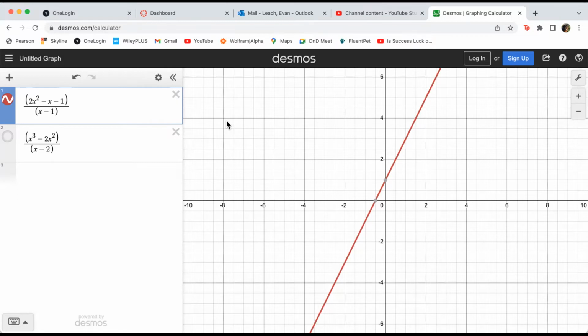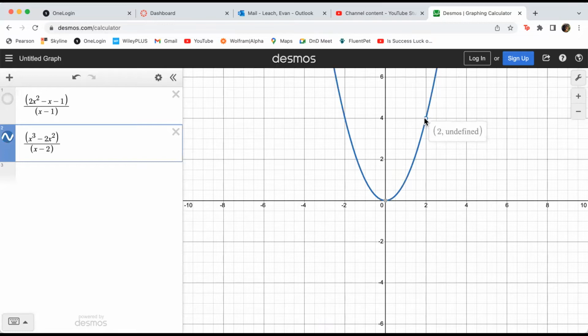And for the other one, when we simplified, we ended up with a parabola. And so there's our parabola, x squared. But there's a hole in this graph. We can't see it because it's too small. But if we try to trace over here to 2, we get undefined. So there's the hole in the graph.